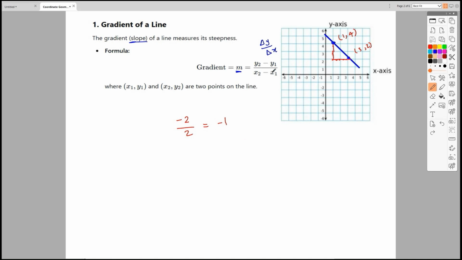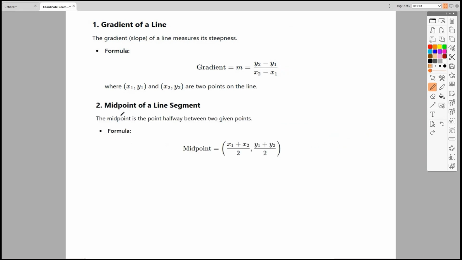So let's label the points and apply this in the formula. You have x1, y1, x2, y2. So y2 minus y1 is 2 minus 4, over x2 minus x1, which is 3 minus 1. So we will get the same result. It's -2 over 2, which is -1.